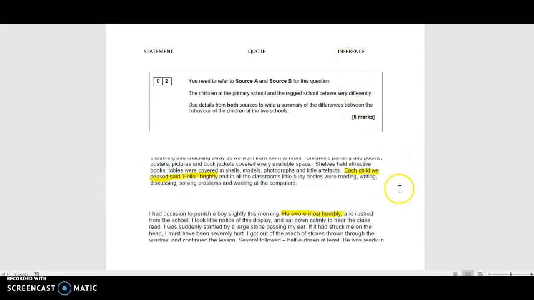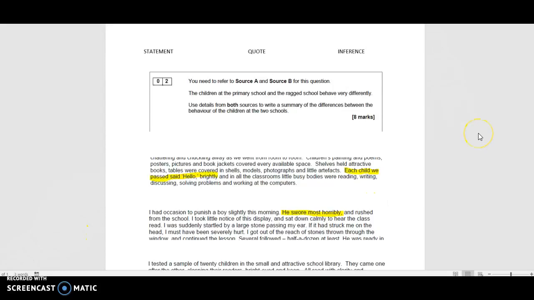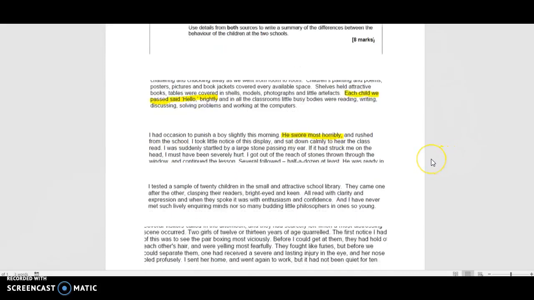So we could sum up our inference by saying this suggests that in the school in source A, the teachers have good control over the children and the children follow the rules, whereas in the school in source B, it seems like the teachers don't have much control over the children and the children do what they want. So something like that. That's what's going to get you the extra marks: adding in a comment, an inference, something that's not there in black and white in the text, but something that you can infer by looking at the difference here. We've got time for another example, so let's have a look at another one.